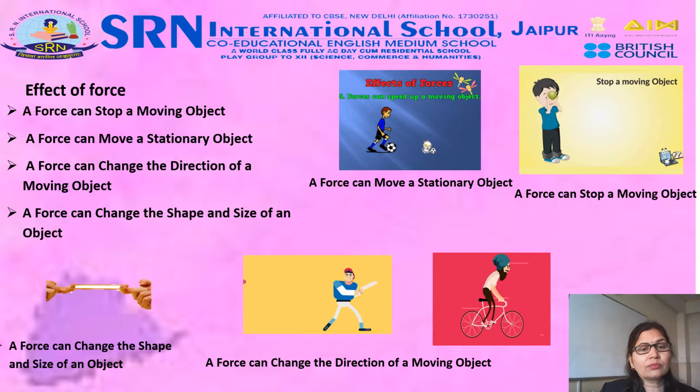A force can move a stationary object. When you apply a force on a stationary object, it moves the object in the direction of force. For example, a player moves a football by kicking it. Third, a force can change the direction of a moving object. A moving car changes its direction when a force is applied on its steering wheel so as to turn it.